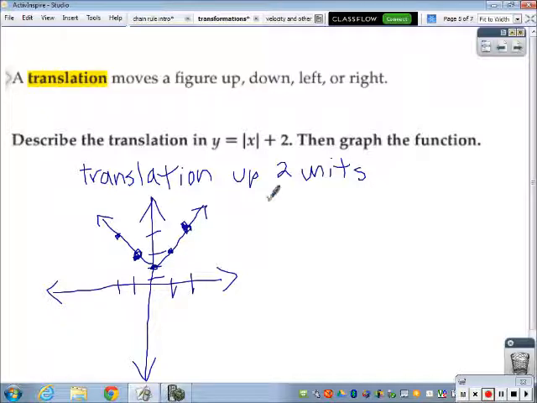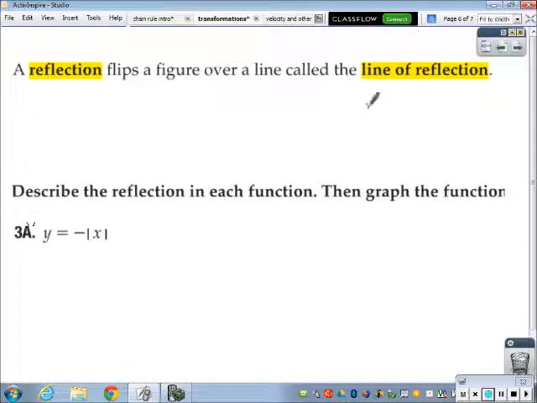So this would be the sketch of my graph of this equation, which is an absolute value function that's been translated up 2 units. The other type of transformation that we are going to talk about is a reflection. It is a flip over a line called the line of reflection.